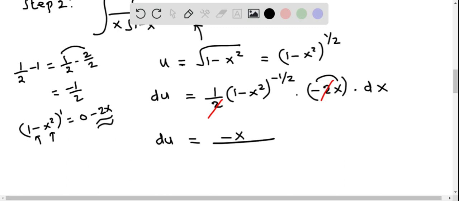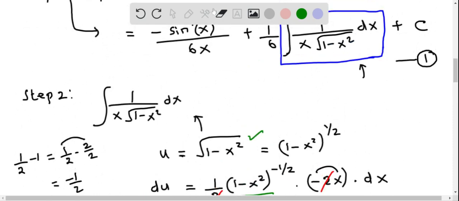So this is negative x over, we can rewrite 1 minus x squared raised to the power of negative 1 by 2 as the power of positive 1 by 2, which equals the square root of this expression. So I write down this as the square root of 1 minus x squared, and then dx. So we have found the expression for du, as well as we know the substitution which we made: the square root of 1 minus x squared equals u. So we can rewrite this integral after the substitution.